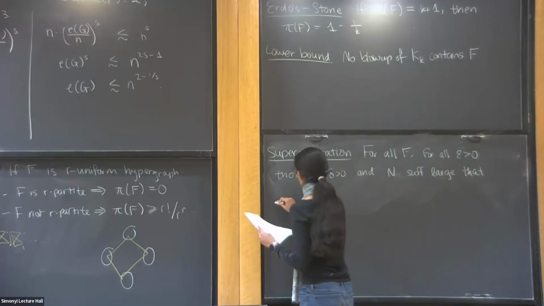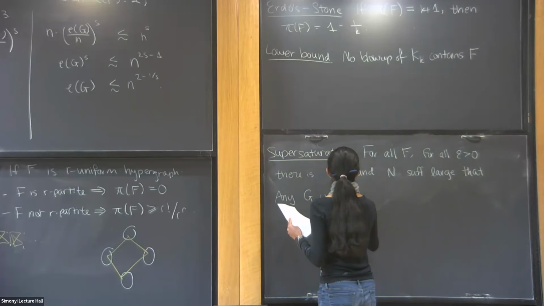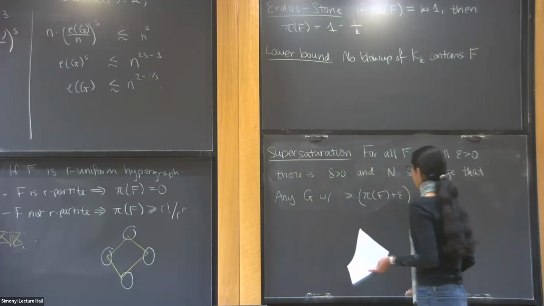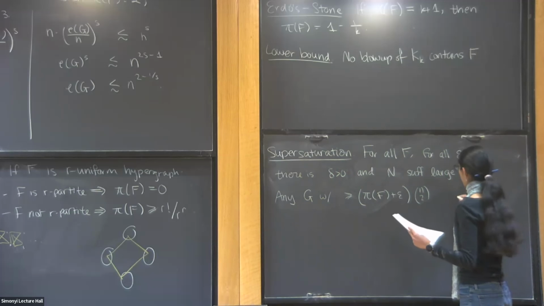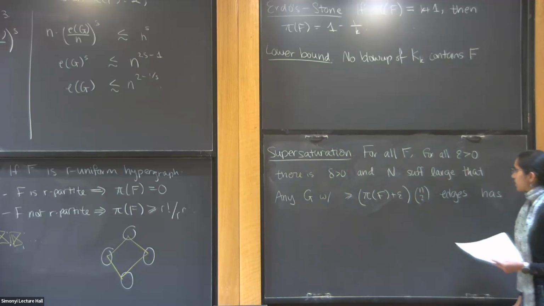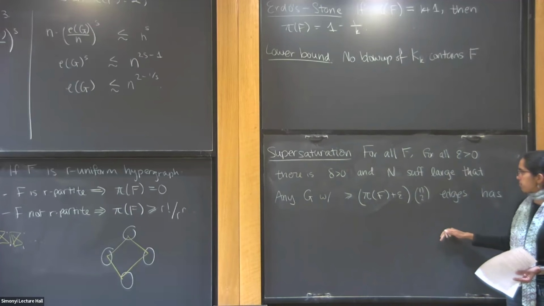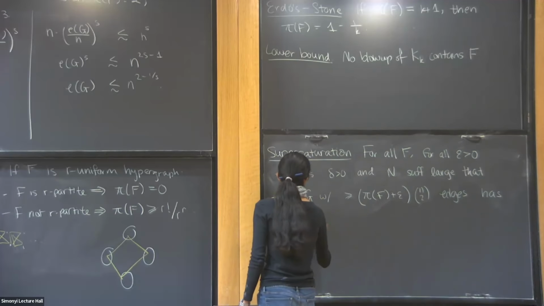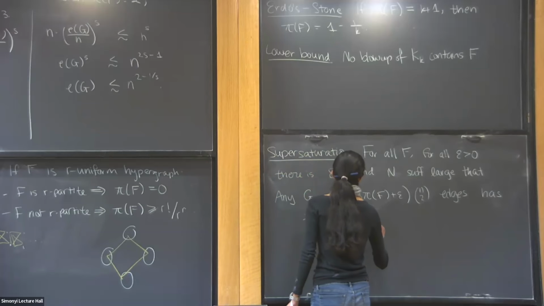That any graph G with edge density at least epsilon more than the Turán density of F has a positive fraction of all possible copies of F; the number of copies of F is basically n to the number of vertices of F.